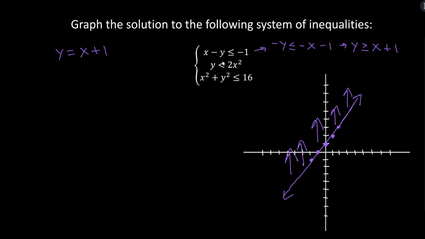Now let's move on to our second one. And this is already in a nice form. We don't need to manipulate it at all. y less than 2x squared. This is a quadratic. It has a vertex at the origin at (0, 0). And it is stretched by a factor of 2. So if you're pretty proficient with transformations, this should be pretty easy to graph.